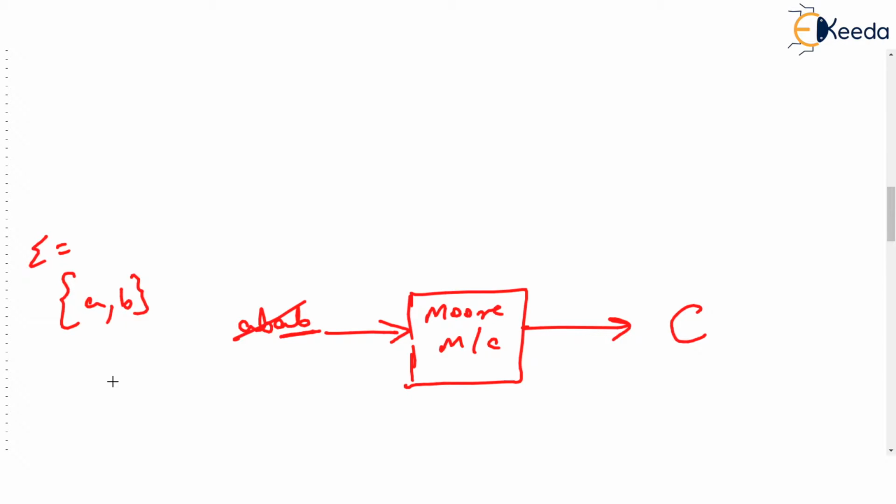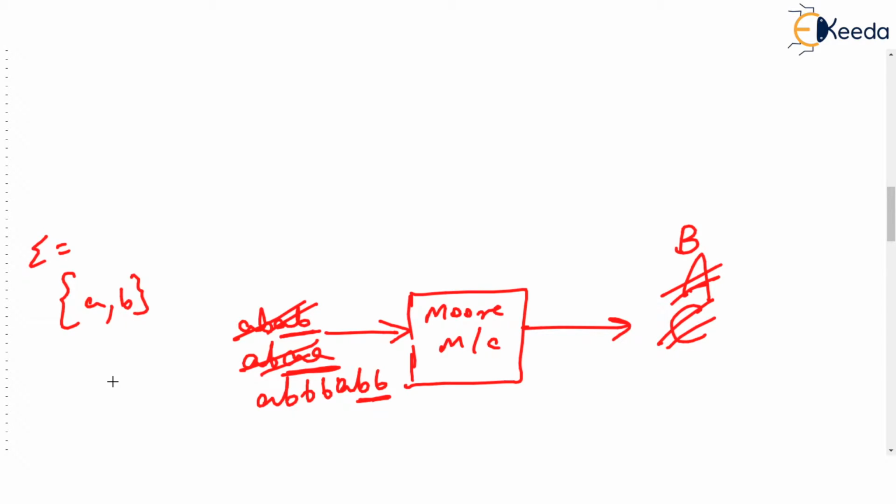So, the ultimate output of this Moore machine should be C. Whereas, if we give the input like this, A, B, A, A, now the input ends with double A, so the output has to be A. Whereas if we give the input as maybe A, B, B, A, B, B, now notice the last two symbols in the input are double B, so the output produced should be B. I hope this is clear.